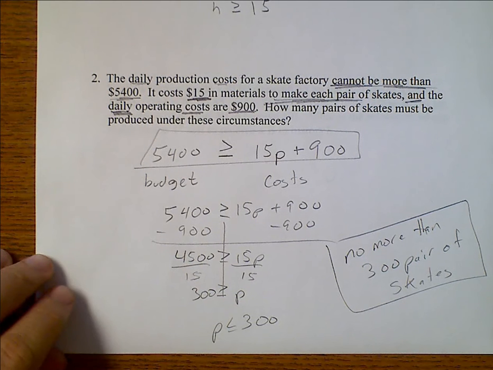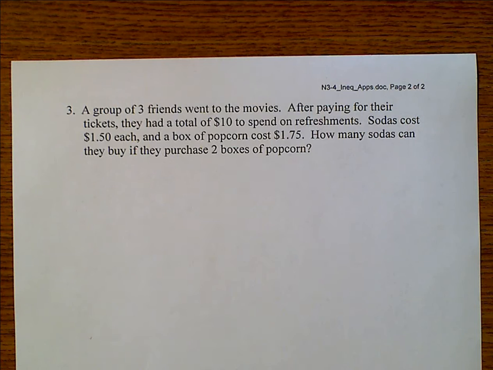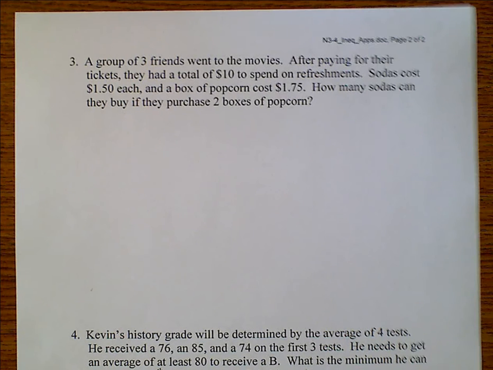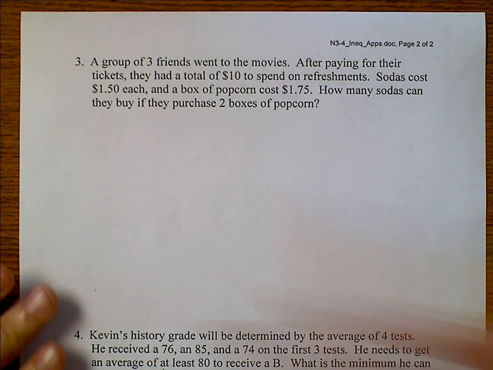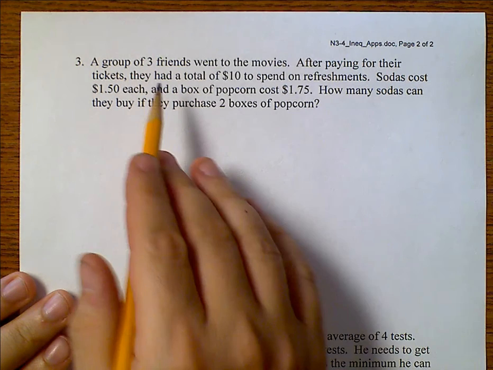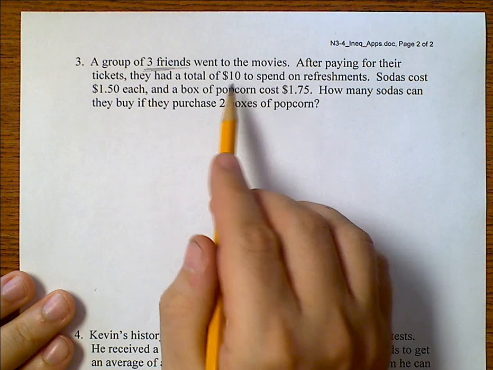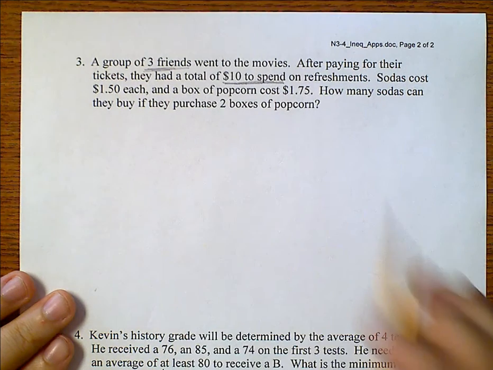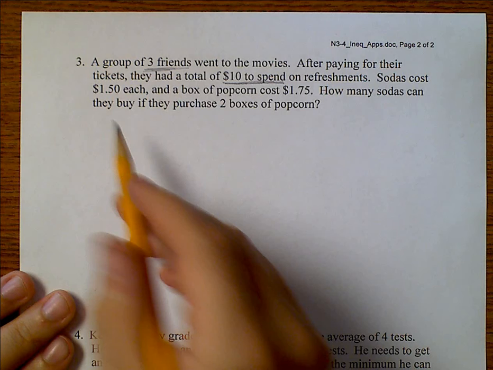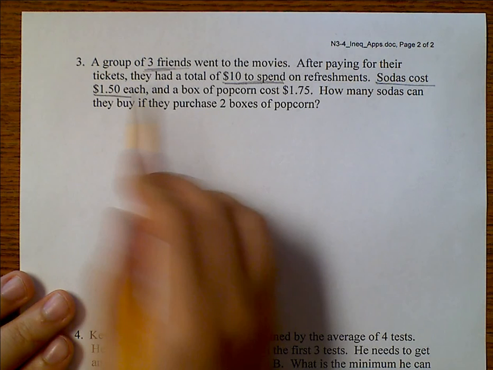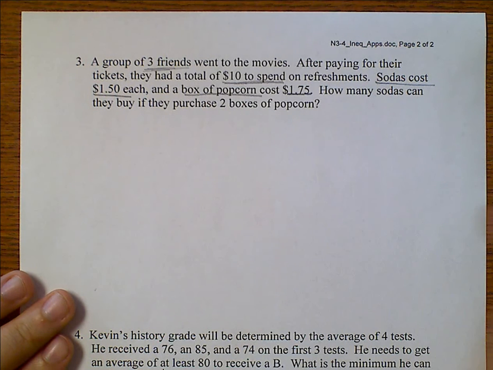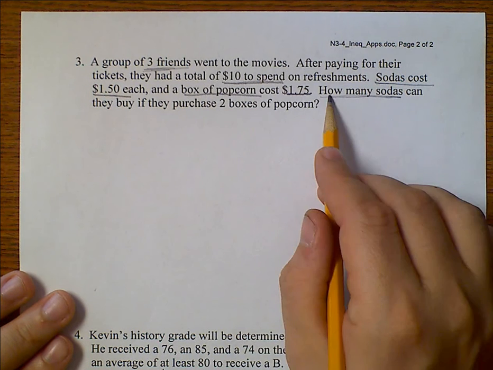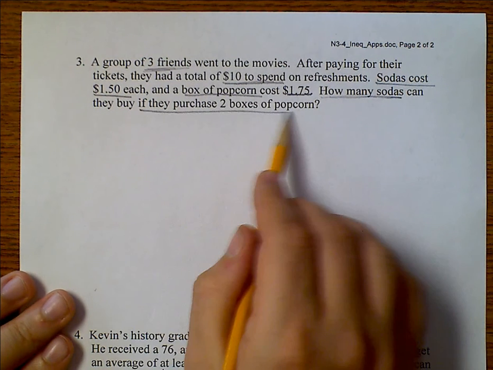Let's take a look at our next example. Here we have a group of 3 friends. They go to the movies. Okay, so they pay for their tickets. We have 3 friends, and they have $10 to spend. Well, sodas cost $1.50 each. And a box of popcorn costs $1.75. So we want to know how many sodas if they buy 2 boxes of popcorn.